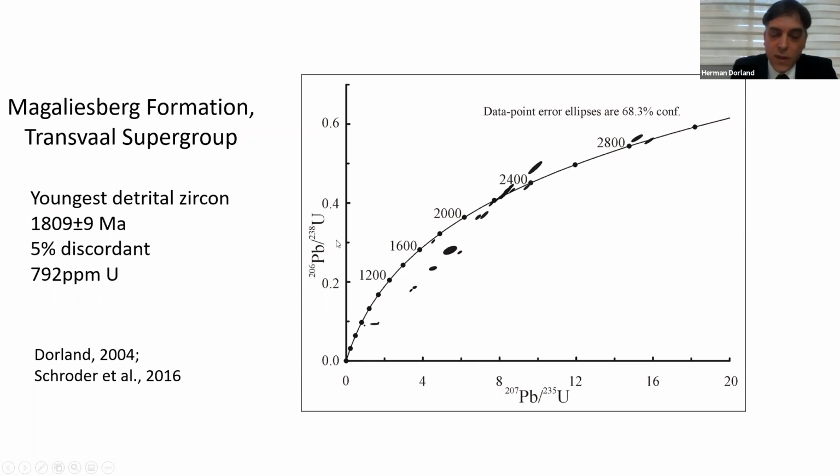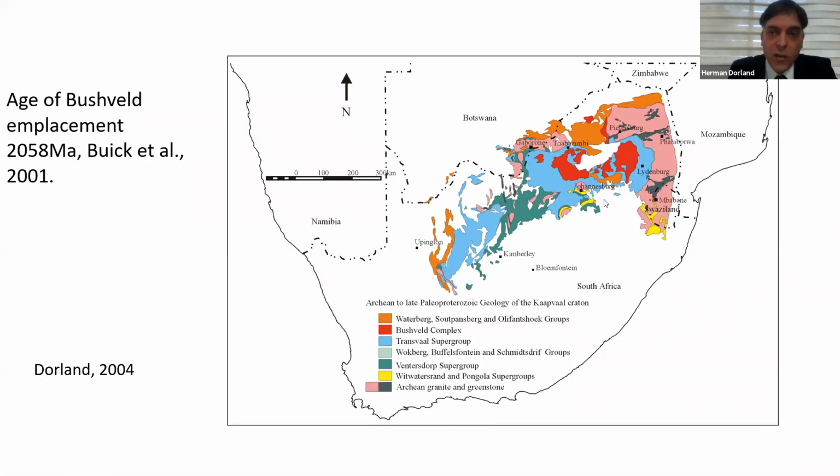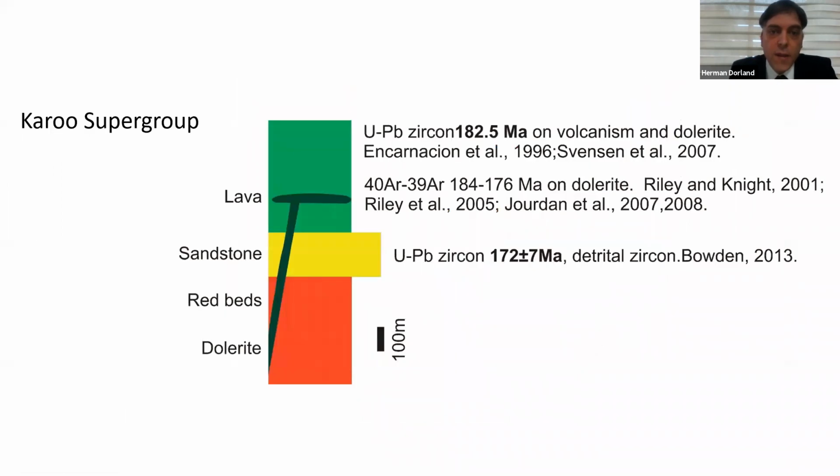So if we then look at the Bushveld complex that intrudes into the Transvaal Supergroup and into the Magaliesberg formation, it's got an age of around 2,060 to 2,055 million years, published ages. But this is much older than the 1,800 million year old concordant zircon in the Magaliesberg formation that the rock intrudes. So this is a typical example of an intrusive discrepancy in the isotope ages.